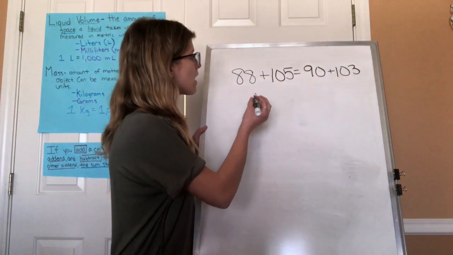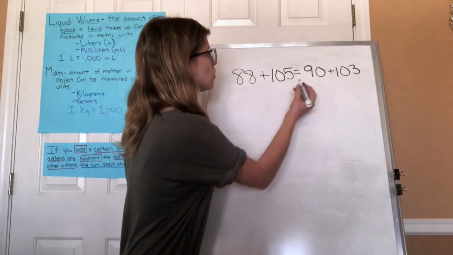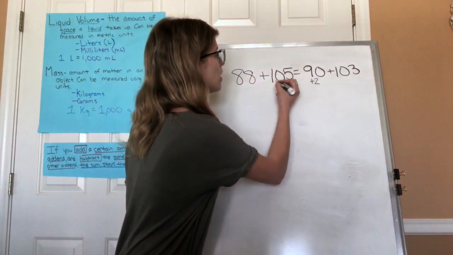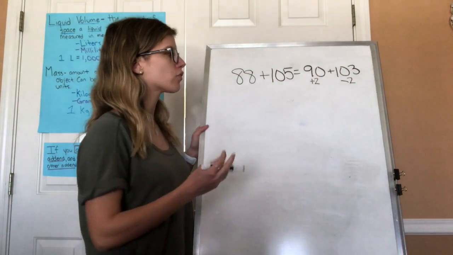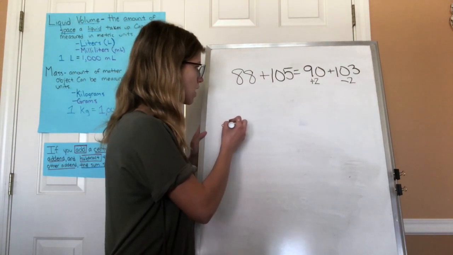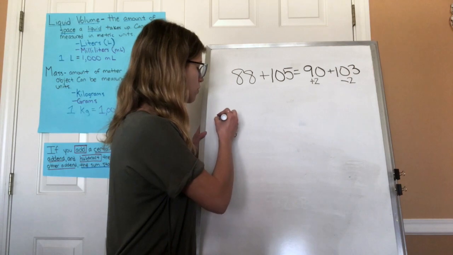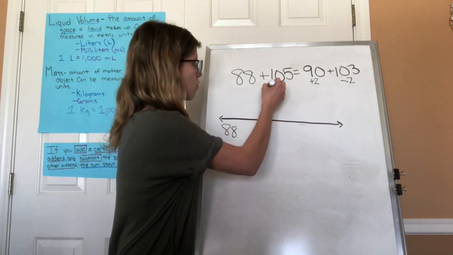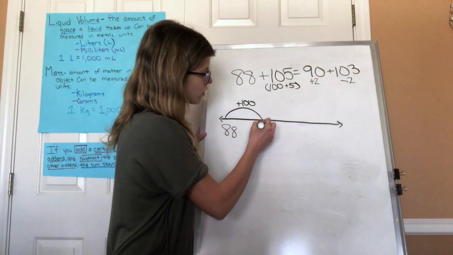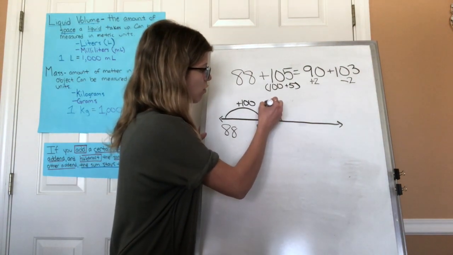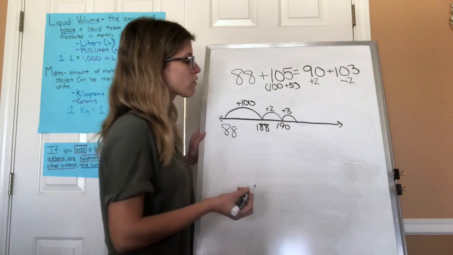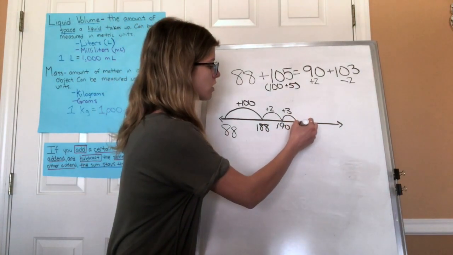So what I see here is that 88 plus 105 equals 90 plus 103. I see that 88 plus 2 is 90, and 105 minus 2 is 103. So I'm going to figure out if these equations have the same sum. If I did 88 plus 105 on a number line, I'm going to first add 100 and then add 5. 88 plus 100 would be 188, and then plus 2 to get to that friendly number is 190, plus 3, because 2 plus 3 is 5. 190 plus 3 is 193.